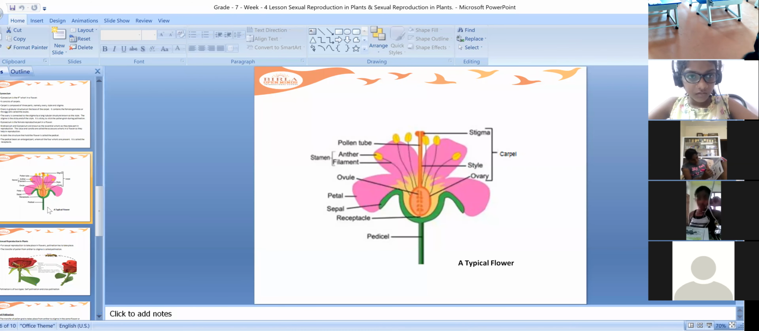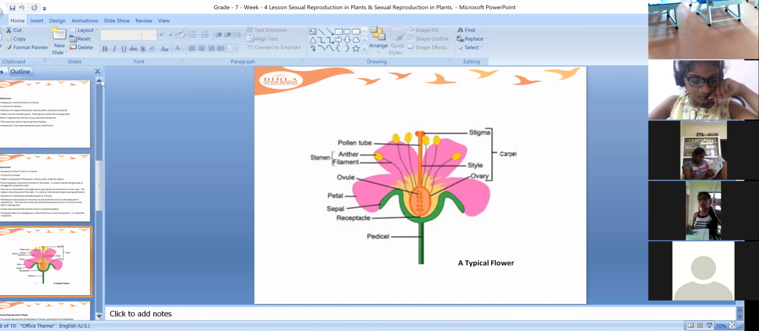Carpel comes under gynoecium. Carpel has how many parts? Three. What are they? Ovary, style, stigma. Okay. And now what are the male reproductive organs which are present in androecium?